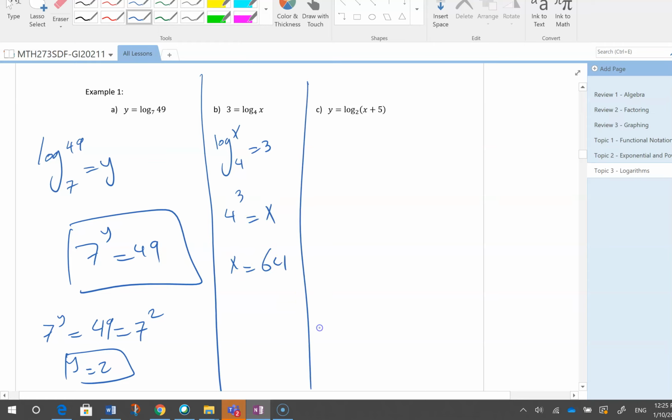How about this one? Logarithm of x plus 5 base 2 is y. So 2 power y is x plus 5. Can I find x? Can I find y? I can't, because I just have one equation and 2 unknowns, so I cannot do it.